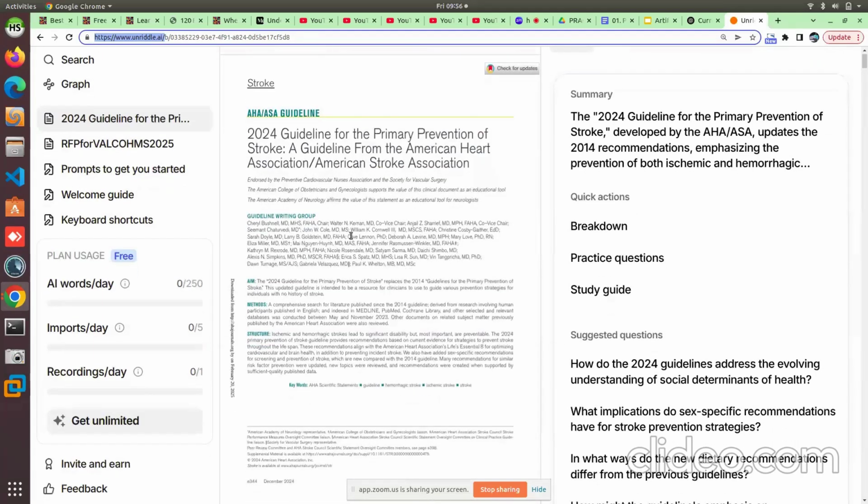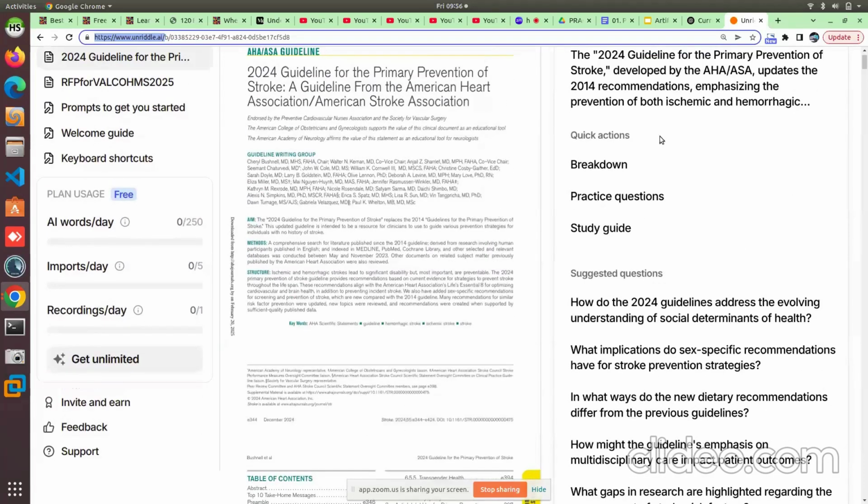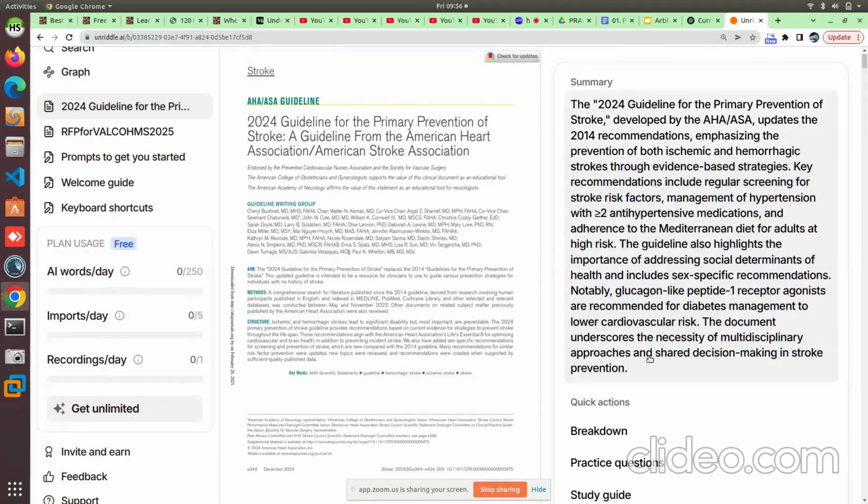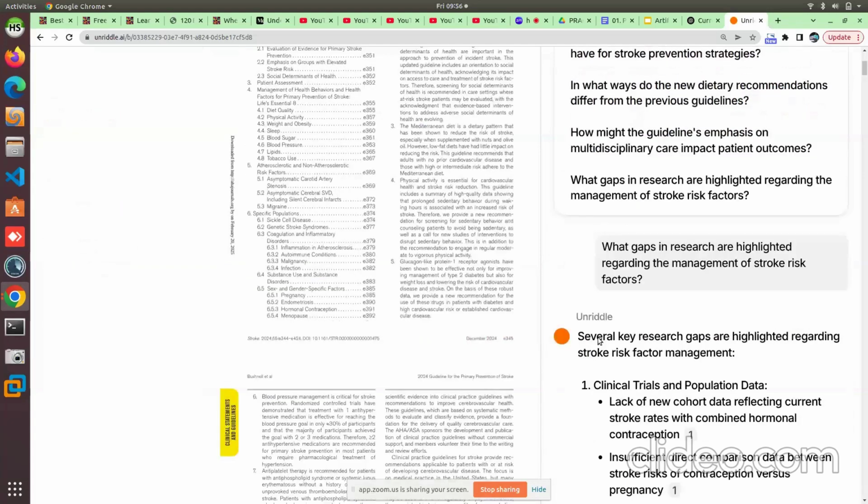So this is the research paper, the guidelines that have been put here. It's an academic paper. You can see AI has just summarized it, telling me that from this paper, key recommendations include regular screening for stroke risk factors, and then management of hypertension with greater than or equal to 2 antihypertensive medications. That's a recommendation. And adherence to the Mediterranean diet for adults at high risk. So if, for instance, I don't understand what Mediterranean diet is, I can just scroll down here and ask.